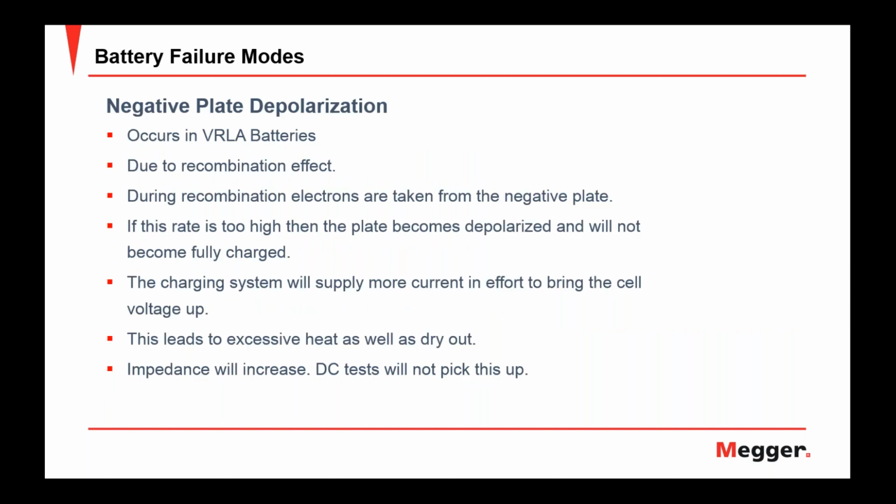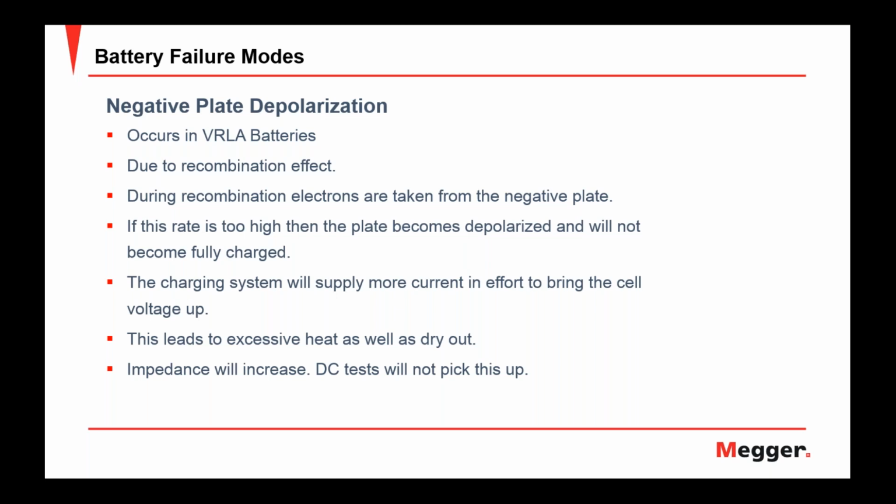Negative plate depolarization. This also occurs in VRLA batteries, and this is due to the recombination effect. It occurs when you charge them too quickly. When they're charged too quickly, the negative plate can become depolarized.